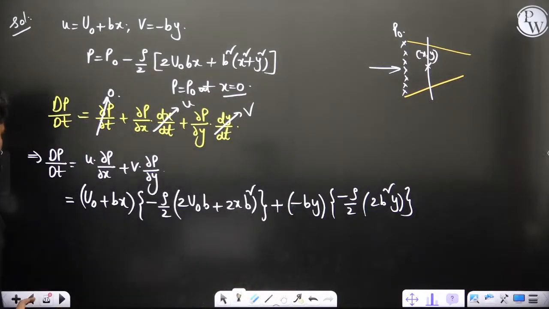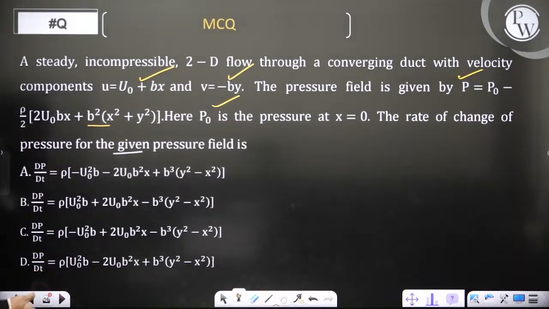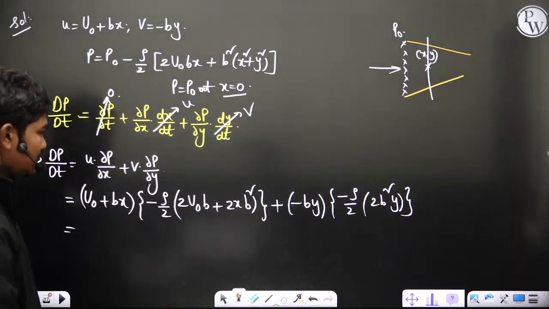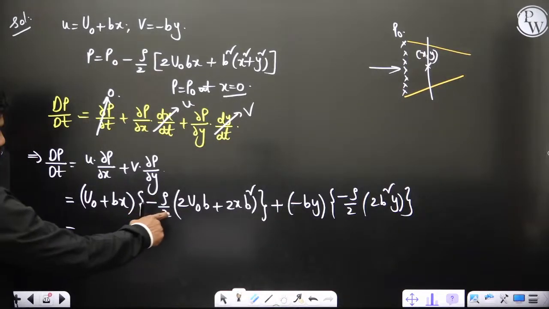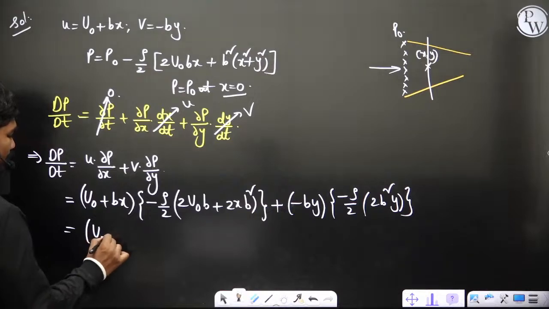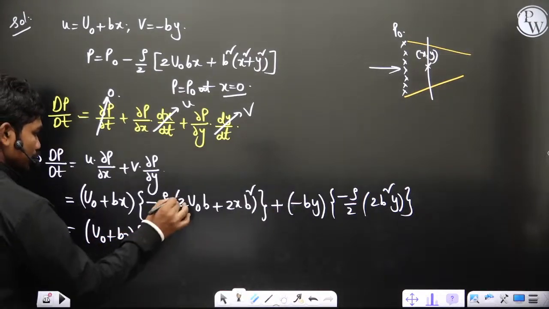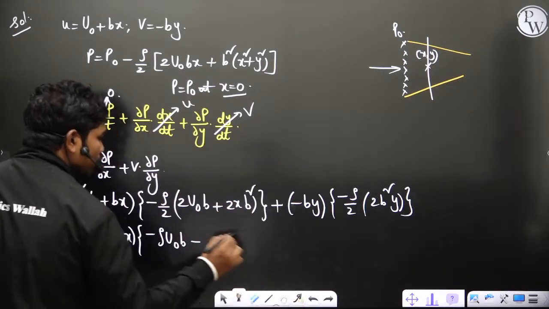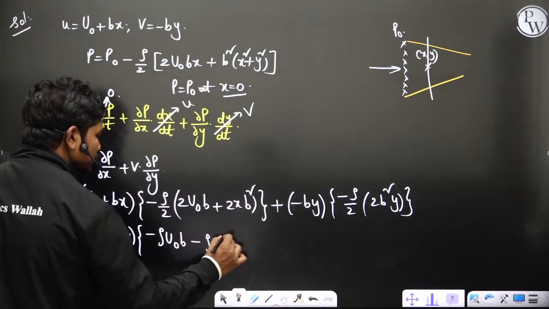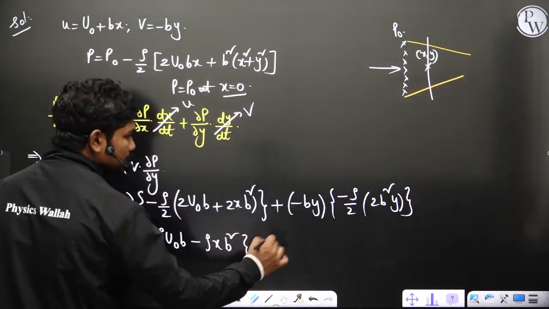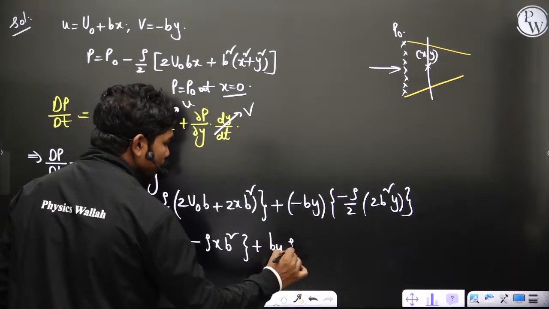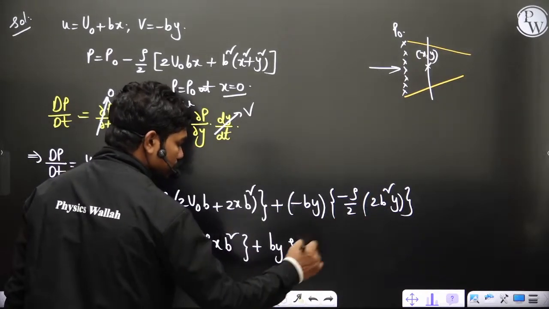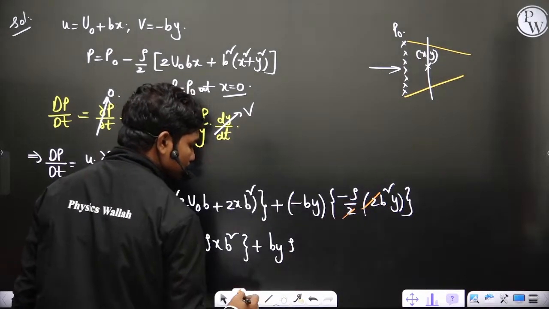Now you have to just simplify and put the things together. Minus rho by 2 is the multiplication of this. Let us write one more term: u0 plus bx into 2 gets cancelled, minus rho u0 b, again 2 gets cancelled, minus rho x b square. Then minus of minus gives plus, rho by 2, 2 gets cancelled here also, so rho b square y actually.